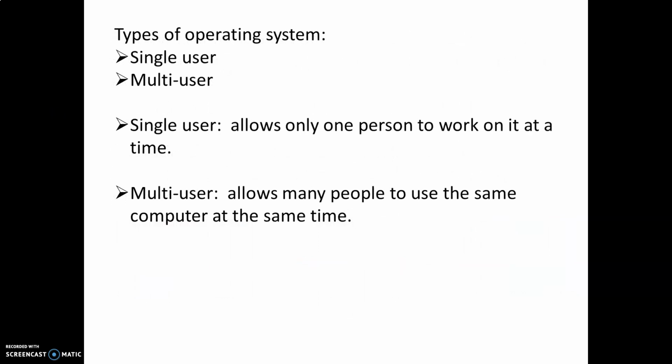Types of operating system: single user and multi-user. Single user means it allows only one person to work on it at a time. And multi-user means it allows many people to use the same computer at the same time.